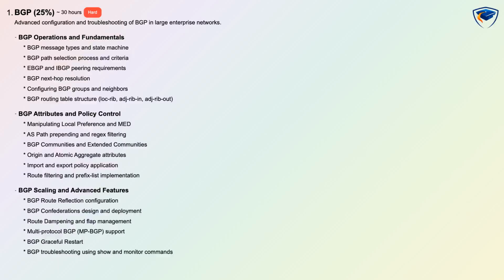The syllabus also covers attributes and policy control, so expect to manipulate local preference, MED, AS path prepending, communities, origin attributes, and to apply import and export policies with prefix lists and regex filtering. Finally, you will study scaling and advanced BGP features like route reflection, confederations, route dampening, MP-BGP, graceful restart, and troubleshooting using show and monitor commands.